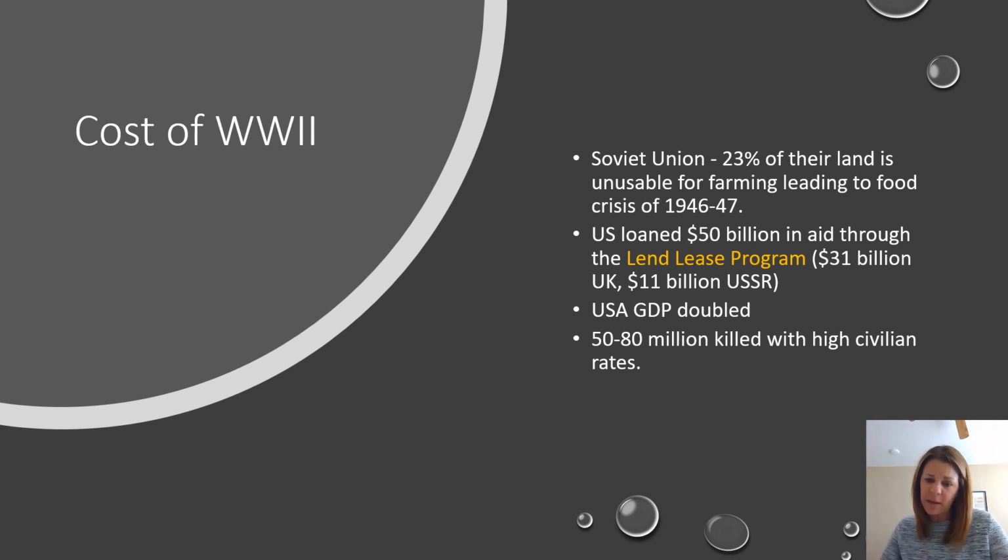So 50 to 80 million people are killed with high civilian rates. Again, I've talked about this in the past. I hate numbers like this. To just have an estimate of between having a missing 30 million human lives, it's kind of disgraceful.